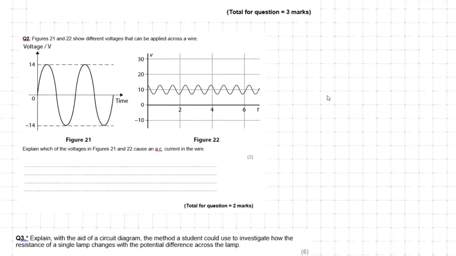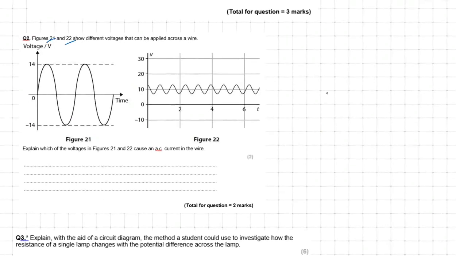Now let's take a look at this one here. We've got two figures, 21 and 22, showing a different voltage throughout the wire. Figure 21 goes up to 14 and then goes down to minus 14. Figure 22 is at 10 and it never hits minus 10, so it stays at 10 consistently. Now explain which of the voltages in these two figures cause an AC current. For it to be an AC current, it needs to be changing sign, changing direction from positive to negative.